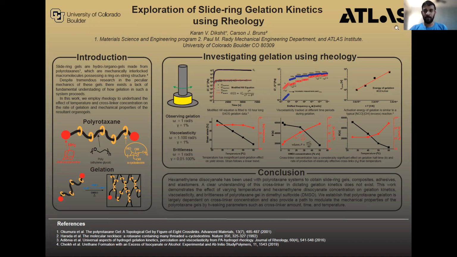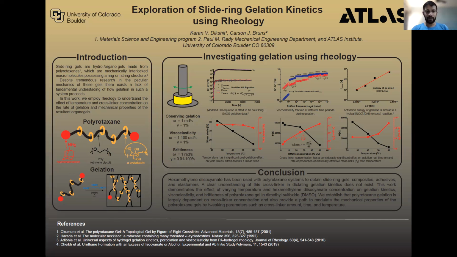Today, I'll be talking about the exploration of slide ring gel kinetics using rheology. So first, what does a slide ring gel mean? Slide ring gels are interesting materials which are made using a polyrotaxane, which is a molecular necklace as shown here. The macrocycles are bound using a difunctional crosslinker, and two polyrotaxanes are connected together to form a gel, which is referred to as a slide ring gel.